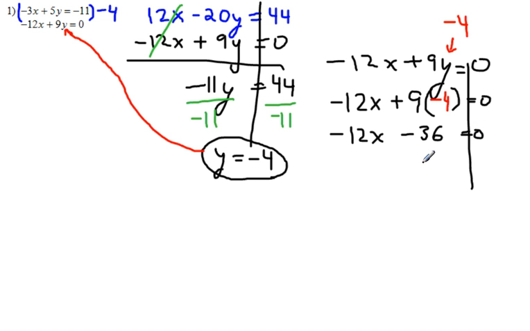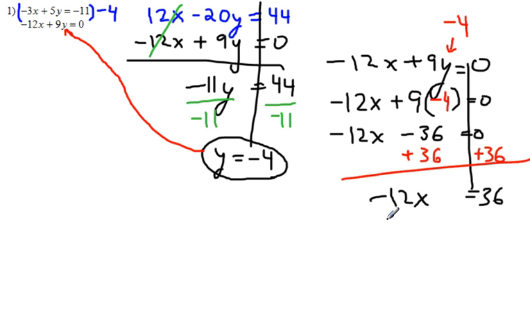From this point, you should take over mentally. You should be thinking plus 36 to both sides. Divide by negative 12. We'll have our answer. Plus 36, plus 36. We get negative 12x is equal to 36. And we divide both sides by negative 12. We get our answer, x equals negative 3.